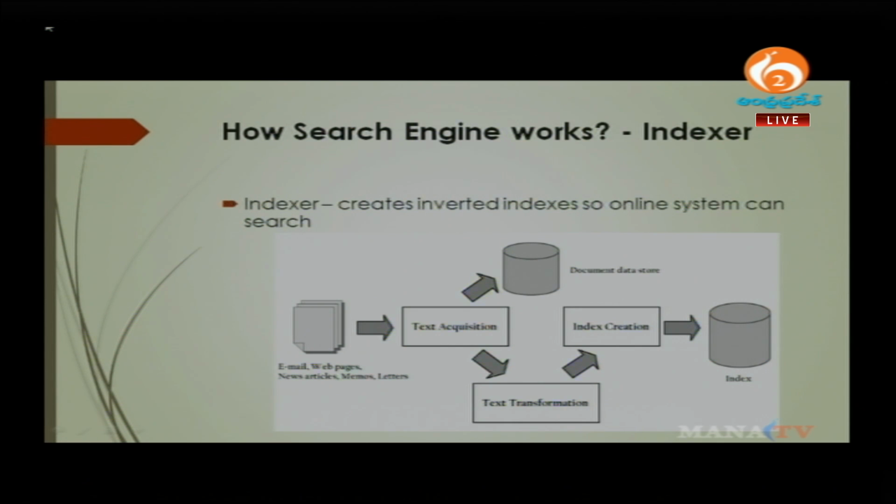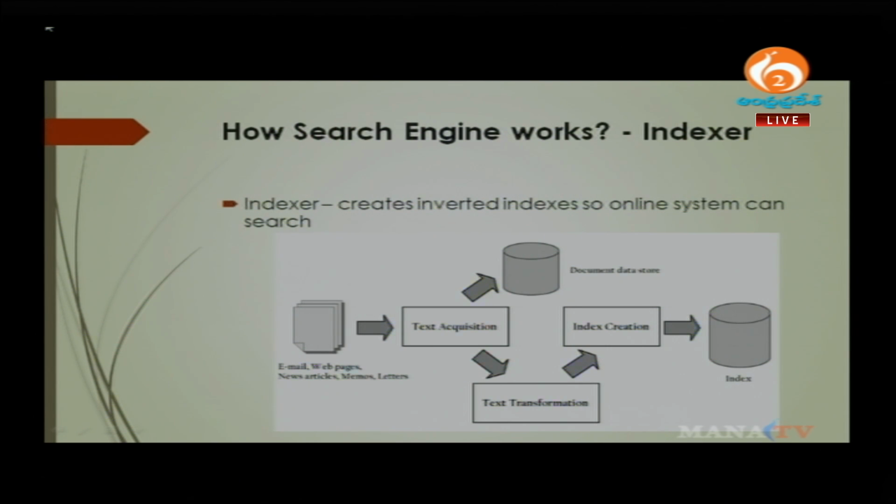What the indexer will do is text acquisition first. If you see the first box, it will acquire the text, whatever text is there in emails, web pages, news articles, memos, letters, and so on. It will read all the text, save the keywords of the text, and transform the text in some way. This will be called text transformation.